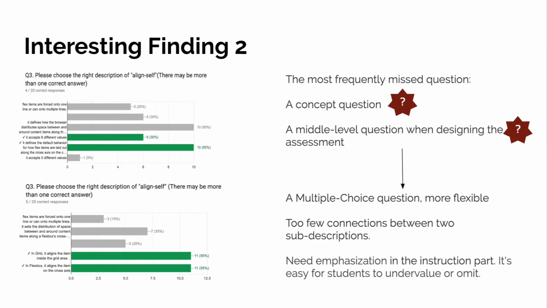For the second finding, question 3 is the most difficult one in both A and B. However, when we built the assessment, we thought this question was just about concept. It's a middle-level question when designing it. So we asked some students and found that this question is a multiple choice question, so it's more flexible, and there are too few connections between two sub-descriptions. So students find it hard to find all of them. So this point needs to be emphasized in the instruction part because it's easy for students to undervalue or omit.